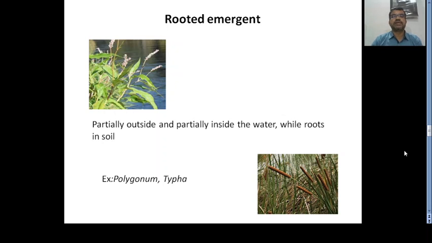The last type is the rooted emergent type. So these are partially outside the water surface and partially inside the water, while roots are firmly grounded in the soil. Examples are Polygonum and Typha.